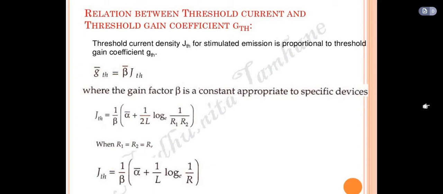Next, what is the relation between the threshold current and the threshold gain coefficient GTH? We have to find the relation, right? Because we should know that when we see the threshold current, it is what we have seen as dP and d alpha, right? So what is the current, di and dP? That we need to see.